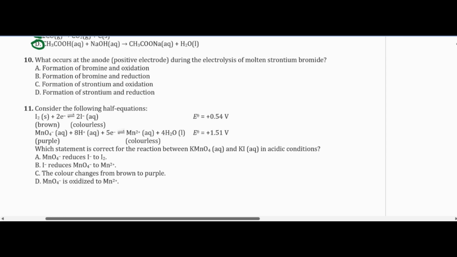10. What occurs at the anode during the electrolysis of molten strontium bromide? Well, firstly, oxidation occurs at the anode, so it'll be A or C. It's the positive electrode in this case, so it will be the negative ion that goes towards it. So that will be the bromine, which means 10 is A.